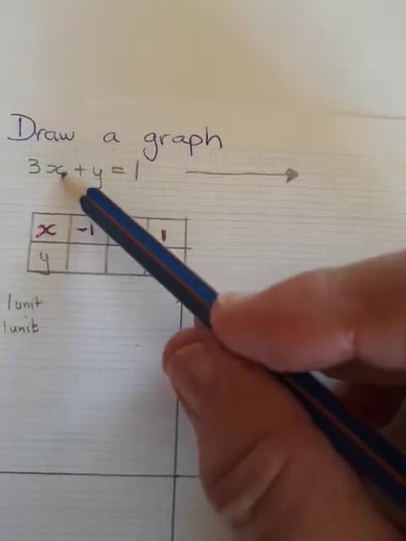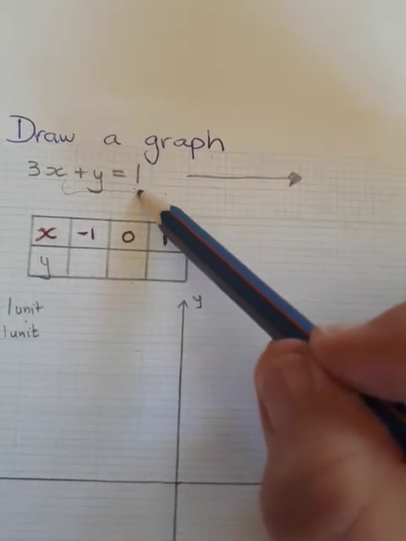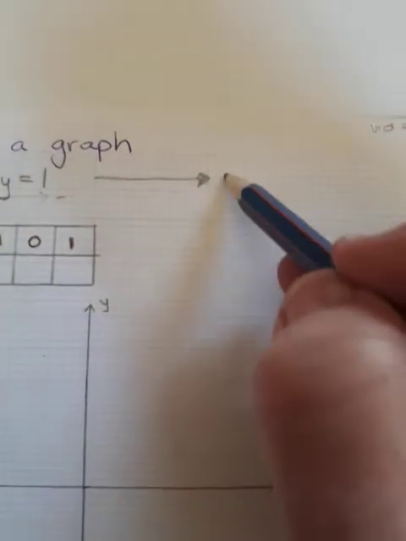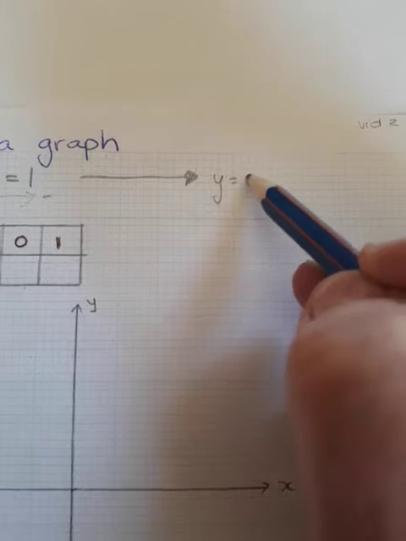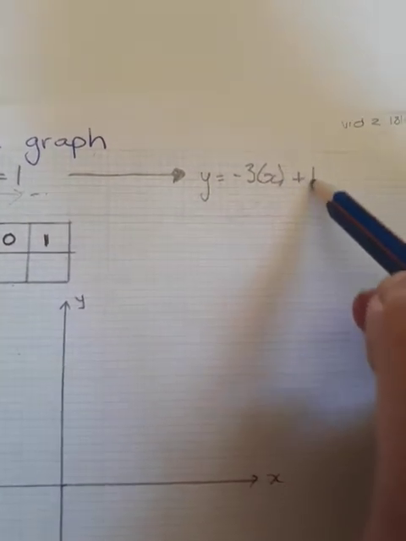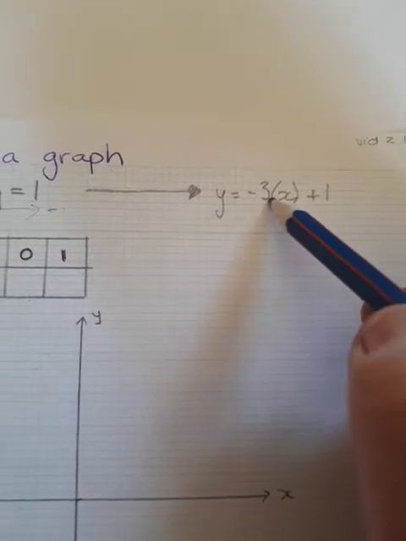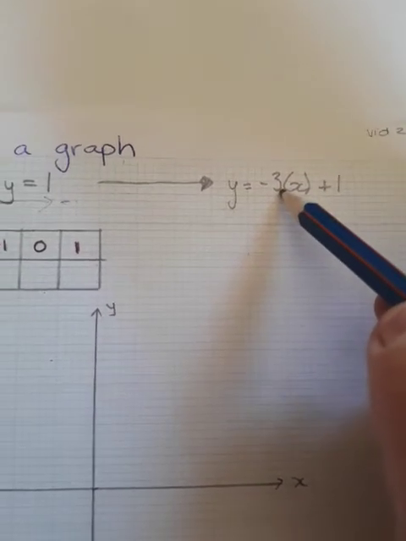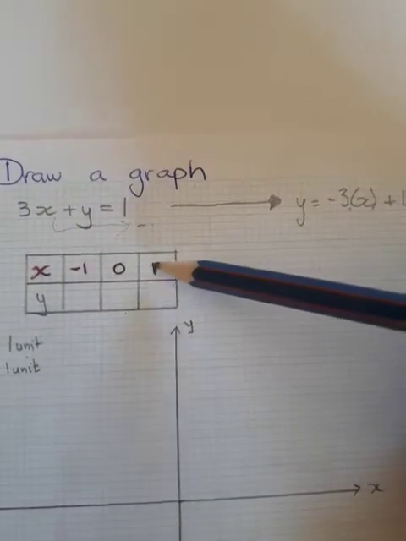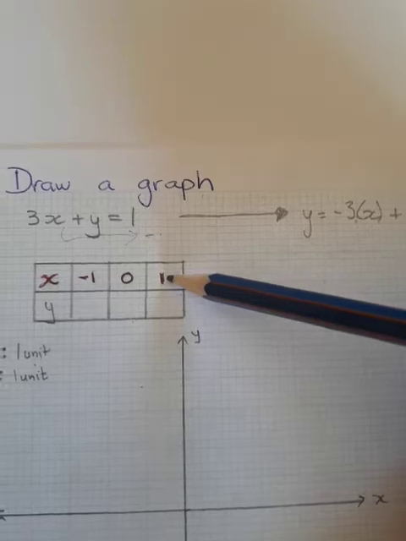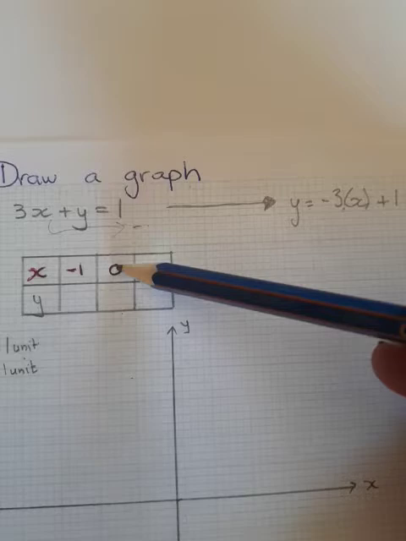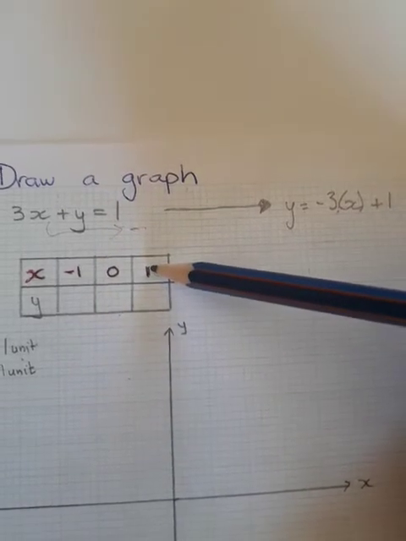So simply, the 3x must go to that side, it becomes negative. So that will give me an equation of y equals negative 3x plus 1. Importantly, the 3x is negative. Then usually the x coordinates are given, and if they are not given, we choose any three coordinates. It doesn't matter. We normally use one negative value, 0, and one positive value.